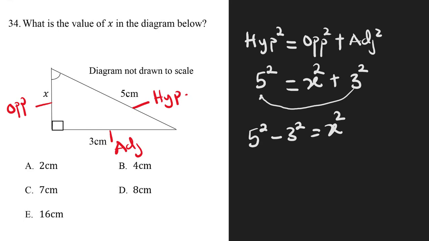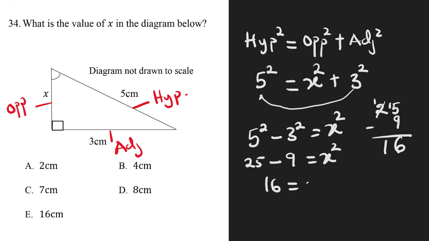5 squared is 5 times 5, and 5 times 5 is 25, right? Minus 3 squared, which is 3 times 3, is 9, is equal to x squared. So 25 minus 9. 5 minus 9 is not possible. Put 1 here, carry 1 with 15. And 15 minus 9 is 6. Remember we are subtracting, so bring the 1 there. So we have 16 is equal to x squared.